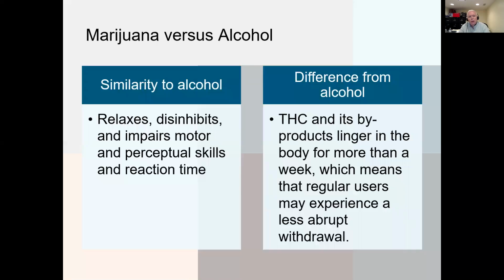So in comparing marijuana and alcohol, since people often will bring the two up and compare them, you can see there are some different effects here. Marijuana is similar to alcohol in that it can relax, disinhibit, impair motor and perceptual skills and reaction time. But THC and its byproducts linger in the body far more than a week. So it's in there longer than with alcohol. And also because of that, regular users may experience a less abrupt withdrawal.